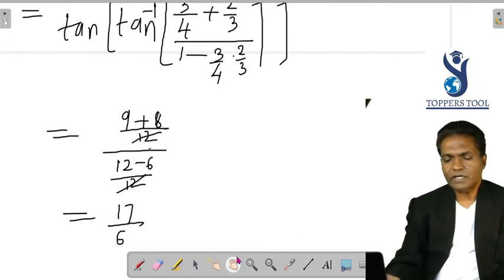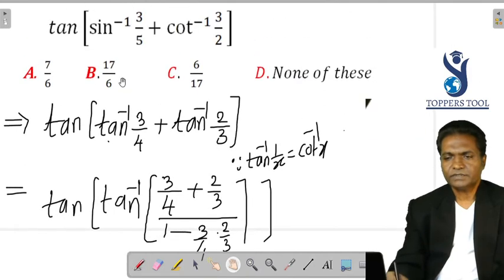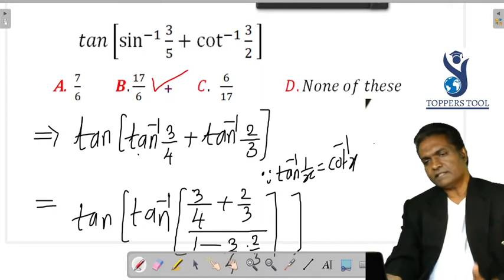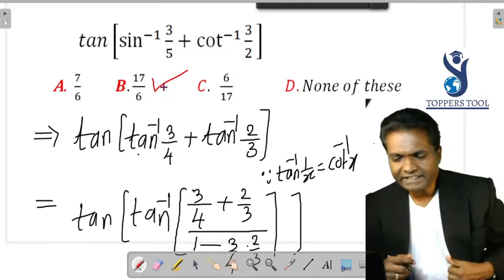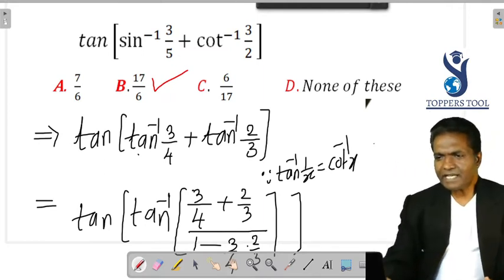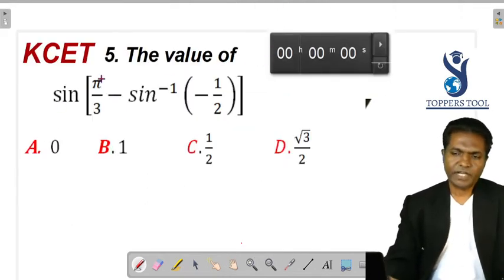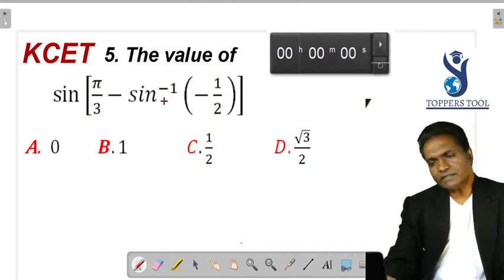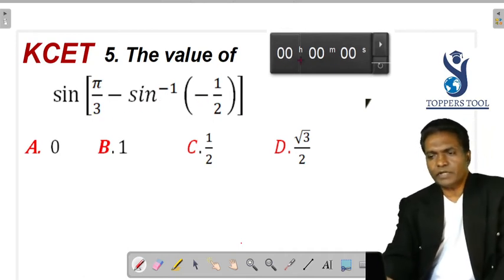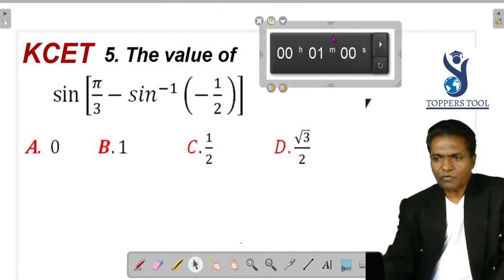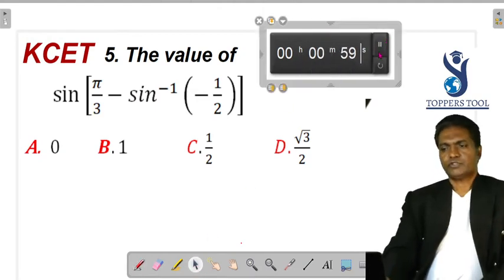So you can check your answer. Yes, it is there. 17 by 6 is the correct answer. Let's have one more question. This is question number 5. The value of sine of pi by 3 minus sine inverse of minus 1 by 2 is. So your time starts now. Come on, do it.